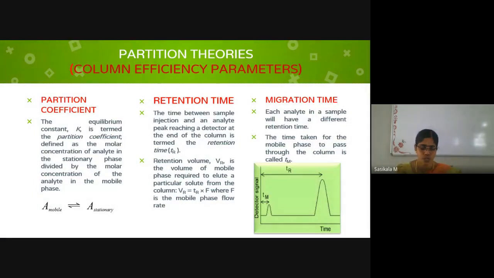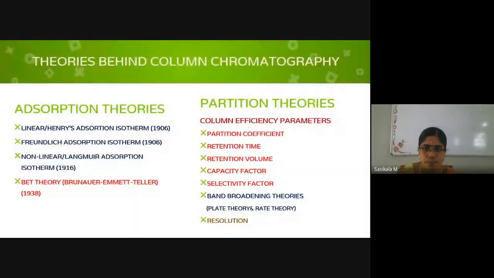Next, we'll move on to the important part, that is partition theories or column efficiency parameters. Under partition theories, what are the theories we have seen? Partition coefficient, retention time, retention volume, capacity factor, selectivity factor, band broadening theories, and resolution. Now we'll see the first 5, and in the next class we'll see the remaining.